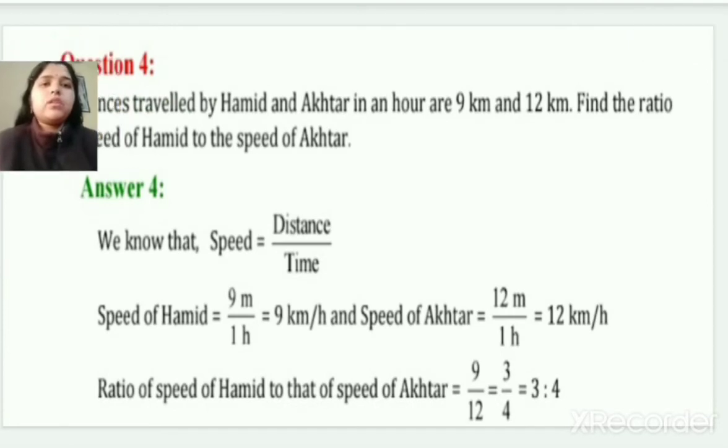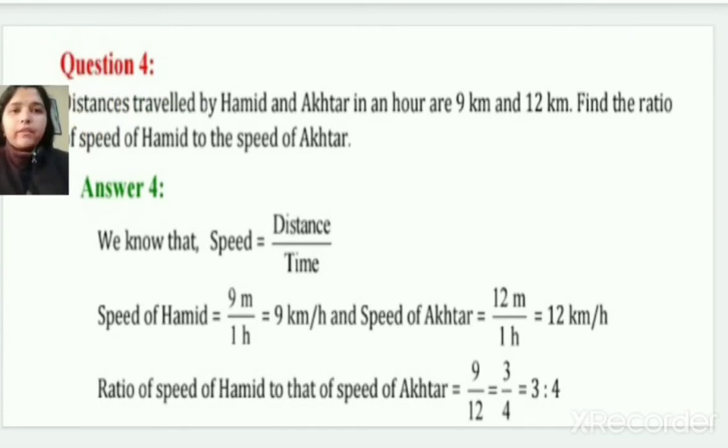Okay, so now moving to question number 4, we have distances traveled by Hamid and Akhtar in an hour are 9 km and 12 km. Find the ratio of speed of Hamid to the speed of Akhtar. Okay, yes, so we have speed is equal to distance upon time. This is the formula. Yes, so speed of Hamid is given, how much distance did he travel? 9 kilometer. Yes. And in time, it is asking, that will be 1 hour. Okay. Yes. So it will be 9 kilometer per hour.